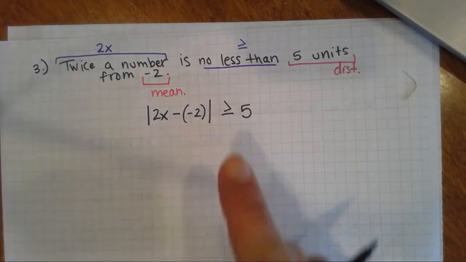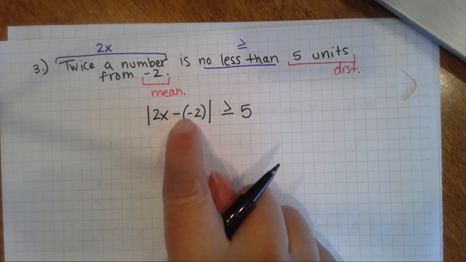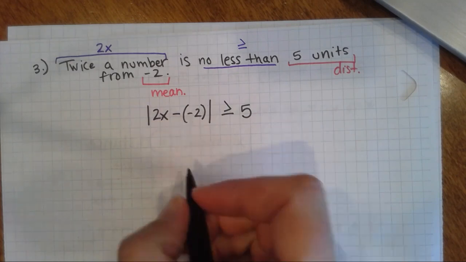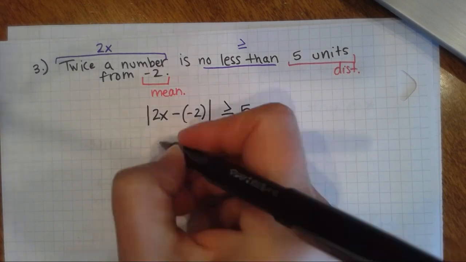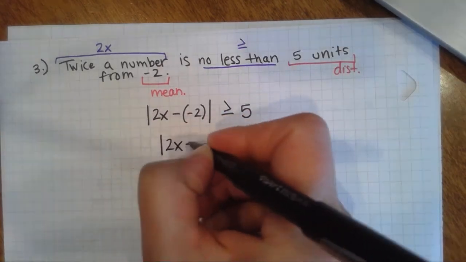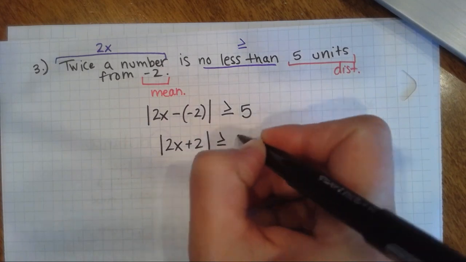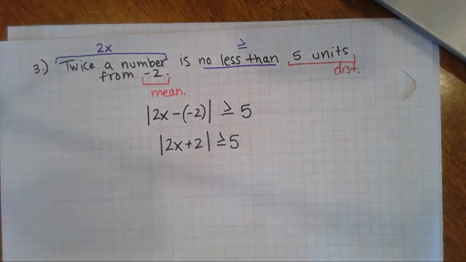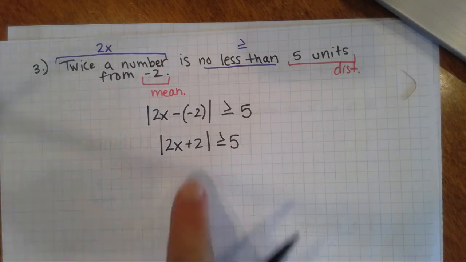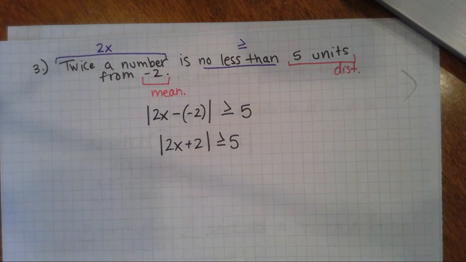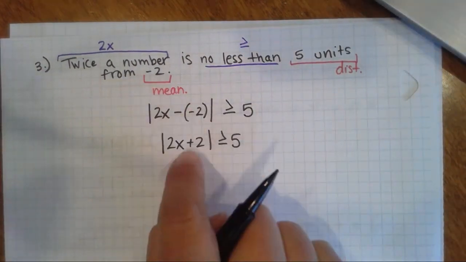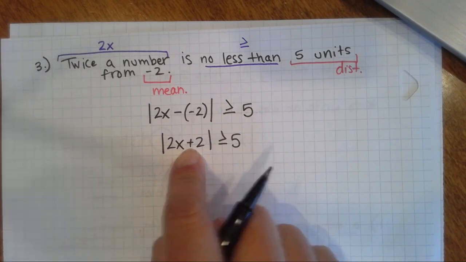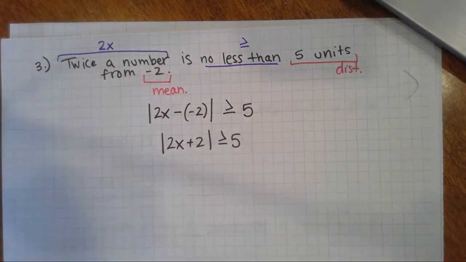And I must simplify right here where we have minus a minus. I need to make that like a plus sign. Don't leave this because it's not simplest form. So make it absolute value of 2x plus 2 is greater than or equal to 5. Okay? And then from here you can split and solve and graph. But just be very careful that when your mean is a negative, you're going to have a positive when you simplify within the absolute value inequality. Okay, that's it.